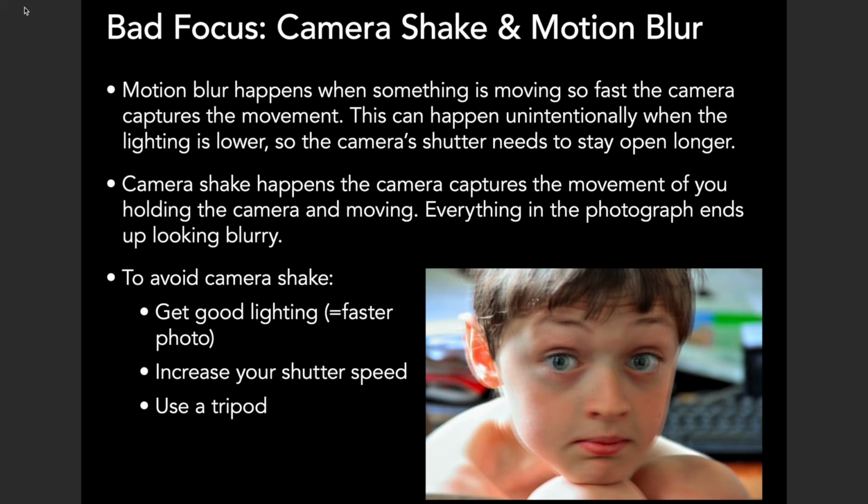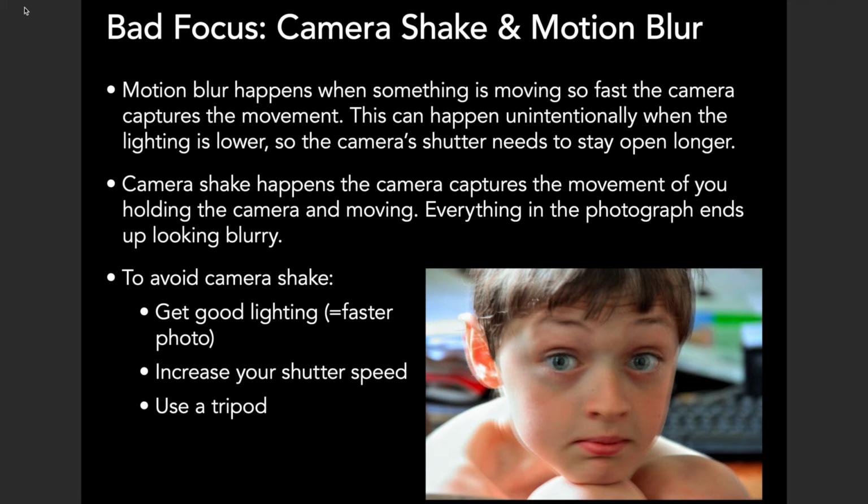So what can make bad focus? There's 2 different things that can make for bad focus. One of them is called camera shake, and this comes from motion blur. So motion blur is something that happens when something is moving so fast, your camera sort of captures the pattern of the movement. And this usually happens when the lighting is lower, and basically the camera needs to stay open longer, and so it captures that movement.